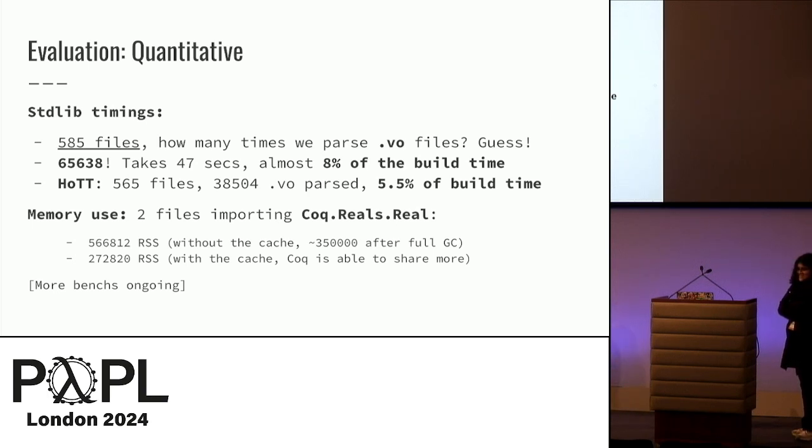For example, for HoTT, 5.5% of the build time is spent because we already parse 30,000 files. And I like this example because if you had to do this with Make or Dune, you're going to really struggle, okay? You're going to really struggle because just copying is going to kill you, so you're not going to get this performance benefit. So this is a clear example.